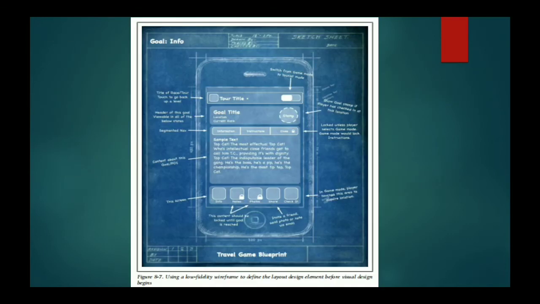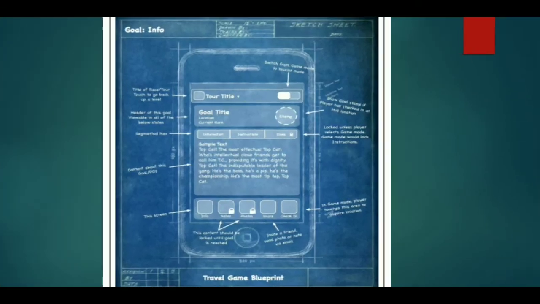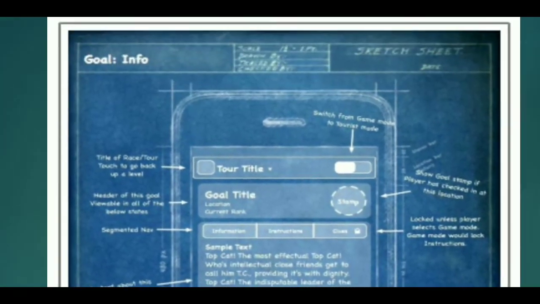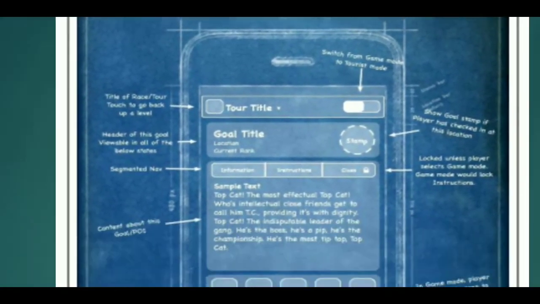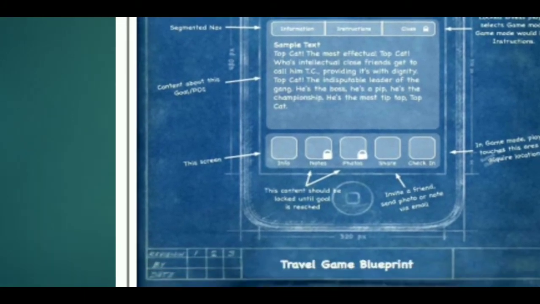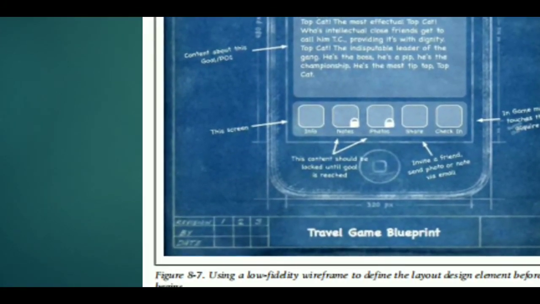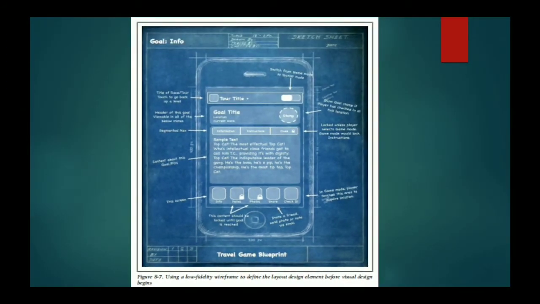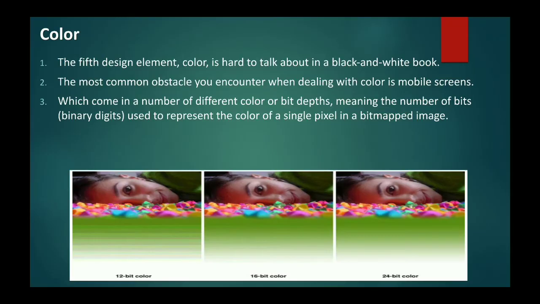Okay, so you can see the different layouts. One example of the layout, we will just zoom in so that we come to know. So this is the layout of your application. On the top of your application there will be the title, then a bold title, then some text, and some tabs. Then at the bottom some icons will be placed. Okay, so this is the travel game blueprint. This is one application, or we can say one game. So this is all about the layout.